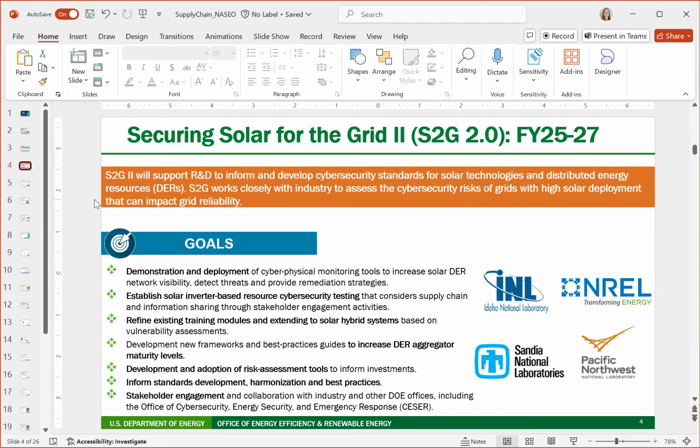Similar types of goals here, similar continuation, similar partnership teams, but really looking to bring it to that next level of demonstration and deployment of some of the technologies that we've started to develop under the first stage of the project, do more testing, get some of the risk assessment tools that we've developed outside of that demonstration phase and really into that deployment stage. And there's a very heavy focus on industry engagement with a bunch of different stakeholders, of which state energy offices are certainly one, due to the impact that you guys can have on how a lot of these things are implemented, especially at the distribution level.